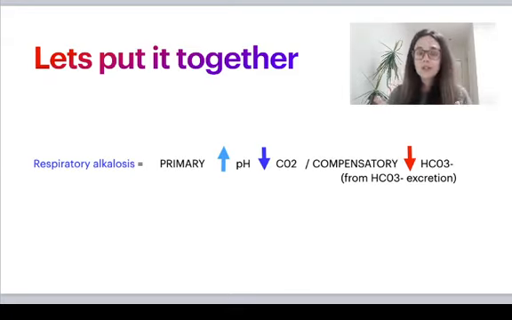And with a respiratory process, we look at the CO2 and it will trend opposite to the pH. So when the pH is up, the CO2 will be down. And that's what tells us it's a respiratory process.